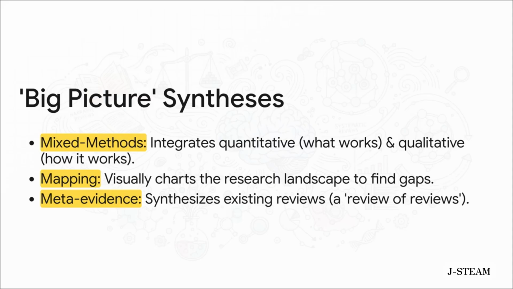All right, the last 3 tools in our kit are all about getting that big picture view. Mixed methods reviews are amazing because they combine the what works from quantitative data with the how and why it works from qualitative data, so you get the whole story. Mapping reviews, like we talked about, literally create a map of the research to find where the gaps are. And meta-evidence? Whoa. This is the 30,000-foot view. It's a review of reviews, perfect for making sense of a really crowded field.